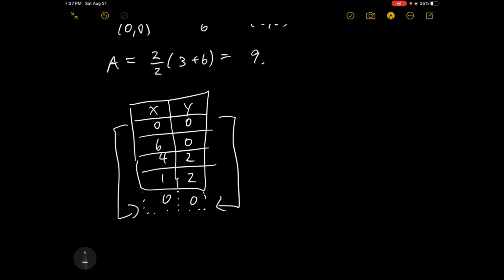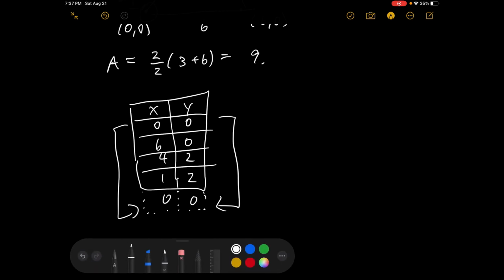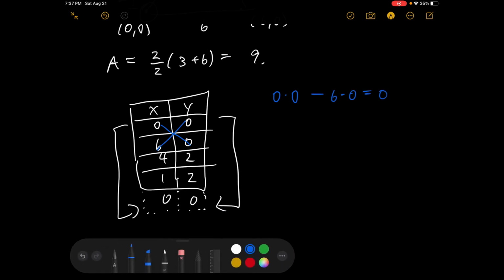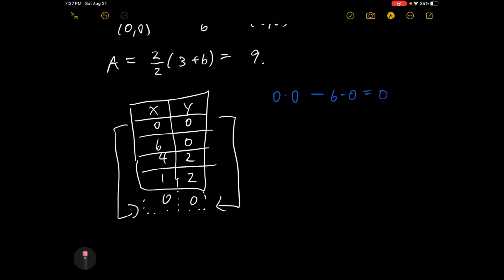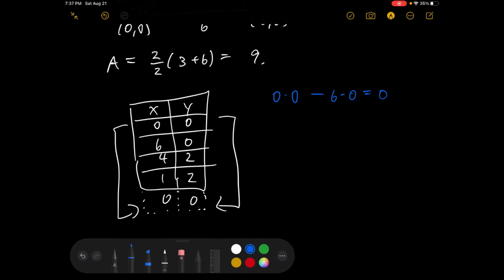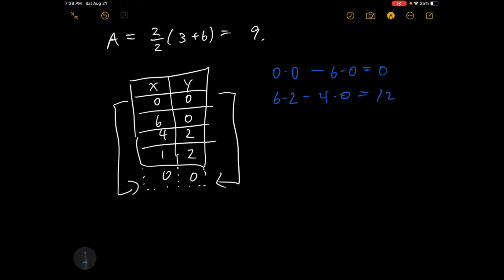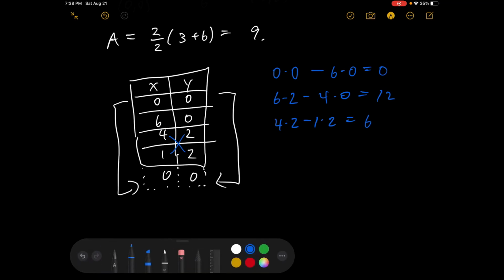All right, and then here's the method. What you basically do is you go through this diagonal and you go, okay, 0 times 0 minus 6 times 0, which is 0. All right, and you just do it again. And 6 times 2 minus 4 times 0 is 12. And then you keep going like this. So then 4 times 2 minus 1 times 2 is 6. And then you repeat one last time.